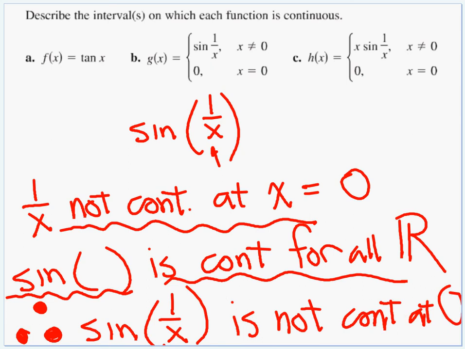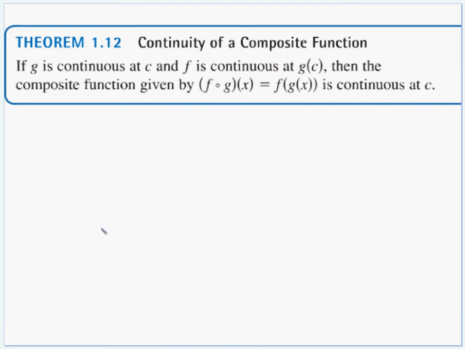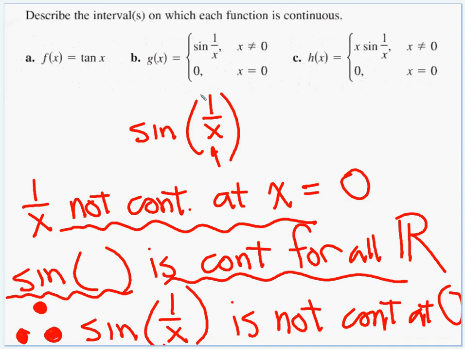So that limit will not exist. Again, our inside function, 1 over x, is not continuous. The outer function is continuous. So we could just look to this theorem. If we have a continuous within a continuous, then the composite will also be continuous. Here, our inner function is what messed it up. That 1 over x gave us some trouble. So the limit does not exist. Our function is not continuous.